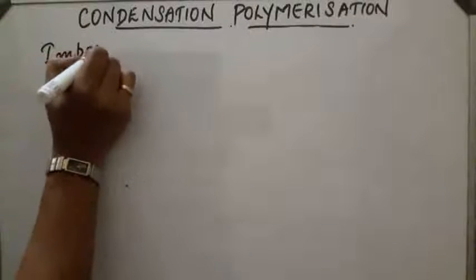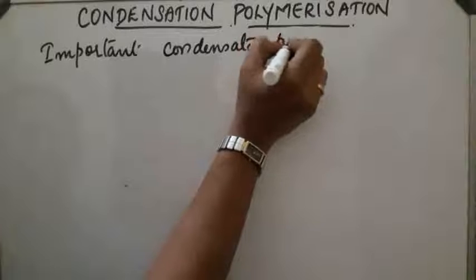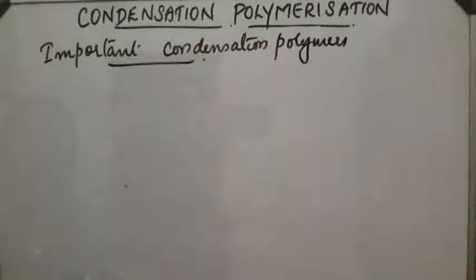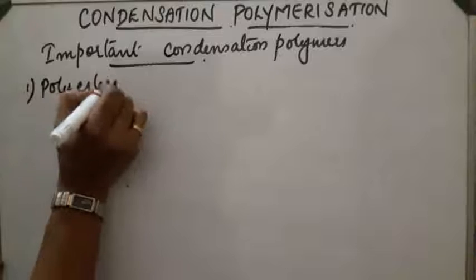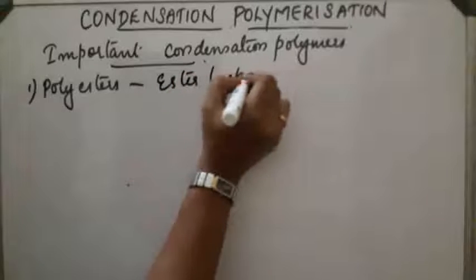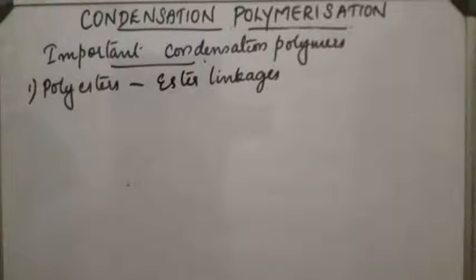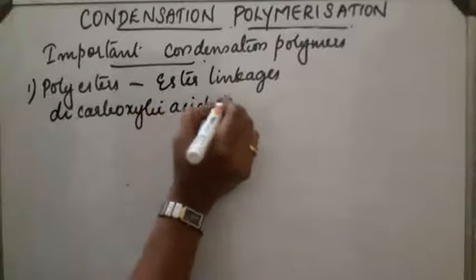Next, we are discussing some important condensation polymers. The products obtained are categorized into three types. First one is polyesters. Polyesters means these polymers contain ester linkages, and these are obtained between a dicarboxylic acid and a diol. So the monomers will be dicarboxylic acid and diols.